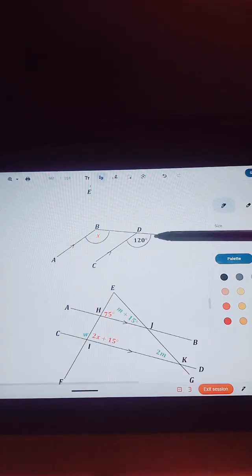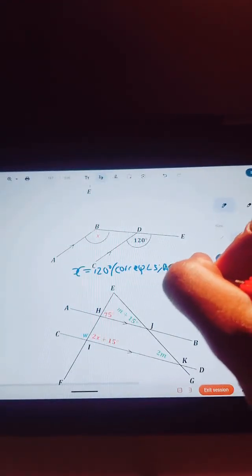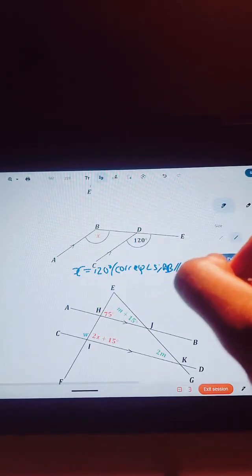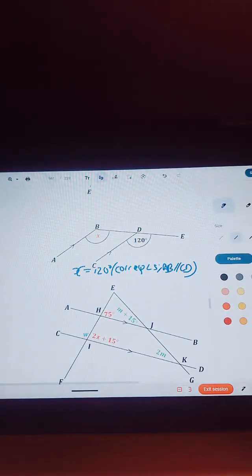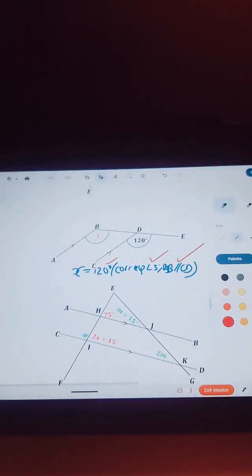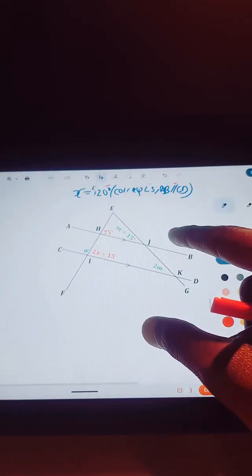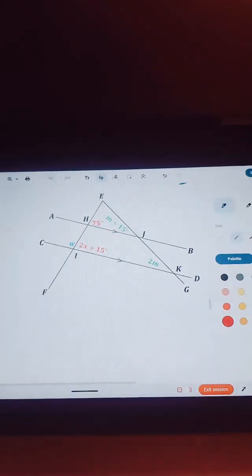Yes, Pinky V. Very good. So yes, X is definitely equal to 120 degrees. And please, let's get used to the short form. Corresp. angles, AB is parallel to CD. Very important, this thing. These are the short form reasons found in the acceptable reason document. The acceptable reason document is the exam guideline that is used nationally. Okay, there we go. Here's another one.